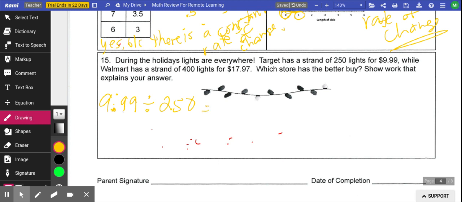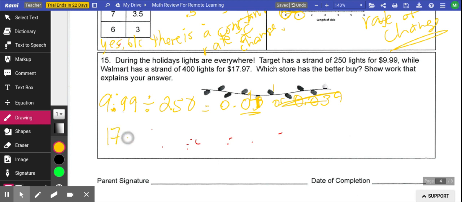so remember we're talking dollars and cents here. It's going to be 2 decimal points. We'll round that to 0.039. Again, we're never going to talk 3 decimals when we're talking money, so we'd go with 0.04.